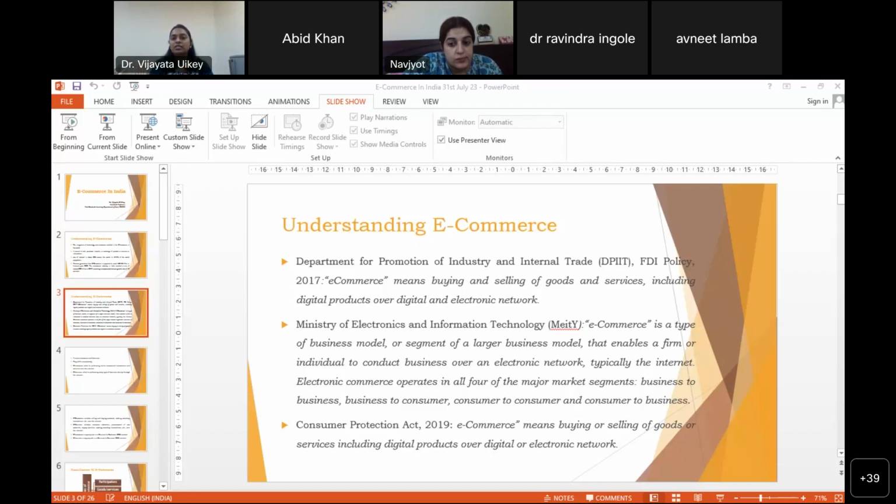Inventory model of e-commerce means an e-commerce activity where the inventory of goods or services is owned by the e-commerce entity and is sold to the consumer directly. Nowadays, most of the brands have their own website from which they run their own e-commerce businesses. From their own website, they supply their goods or services directly to consumers. So they are called the inventory model.